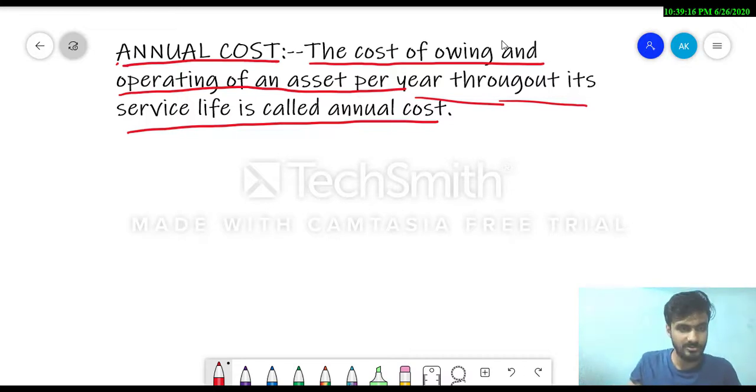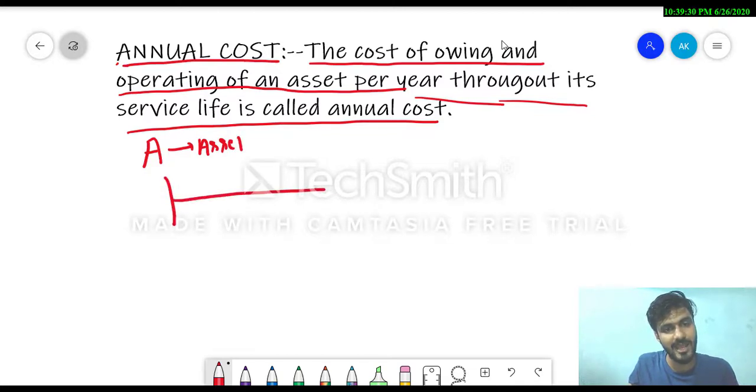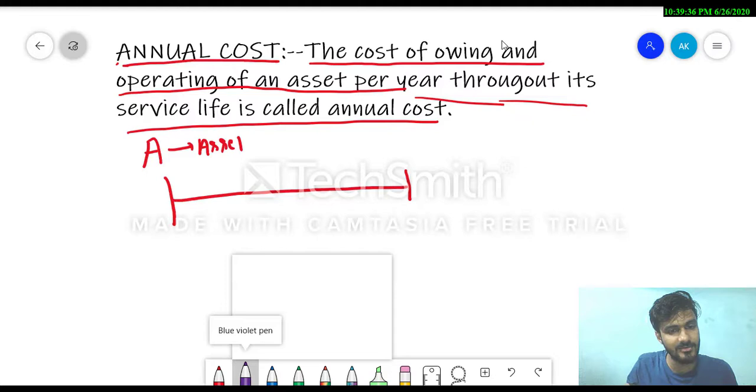I am going to help you understand with the help of a simple example. Just assume there is an asset, I am going to call it asset A. Now I am just going to draw the timeline for this particular asset. If you will see, here you are going to invest V naught amount of money at n equals 0.